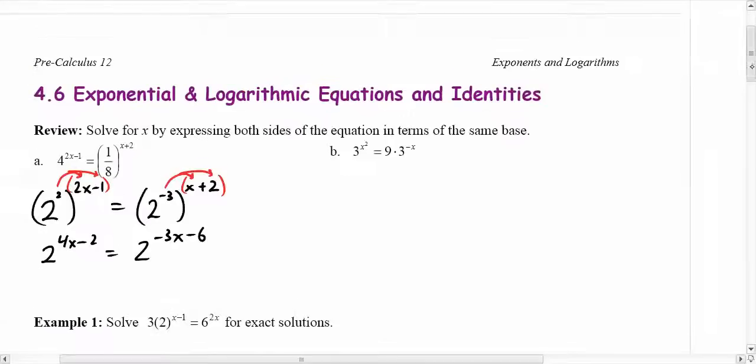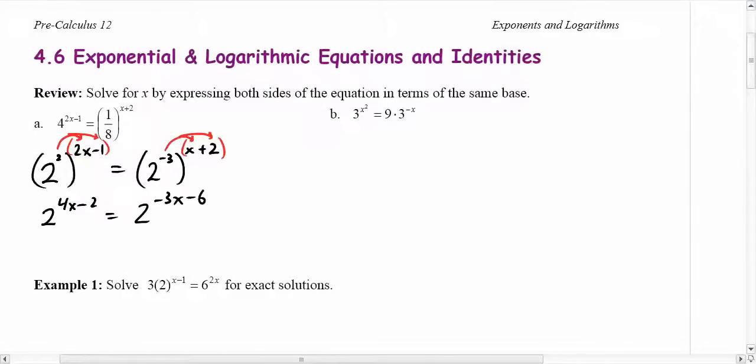Now as long as you have one single base on each side of the equation and the bases are the same, then the exponents must also be the same. So 4x minus 2 must equal negative 3x plus 6. Putting all the x's on the left-hand side and all the numbers on the right-hand side, and fixing my mistake with the negative sign, I find that 7x equals negative 4. Dividing both sides by 7 gives an answer of x equals negative 4 over 7.